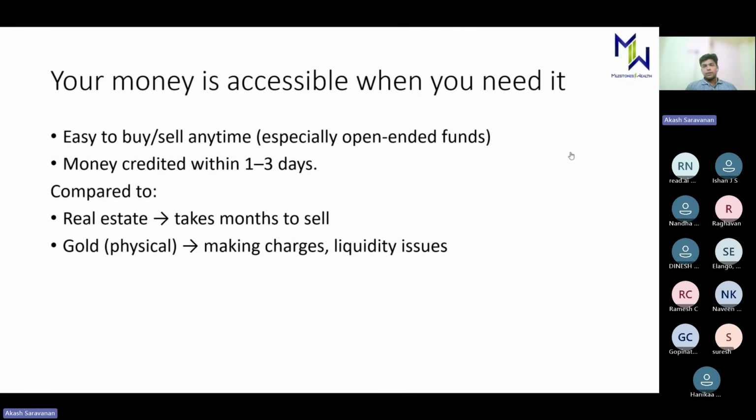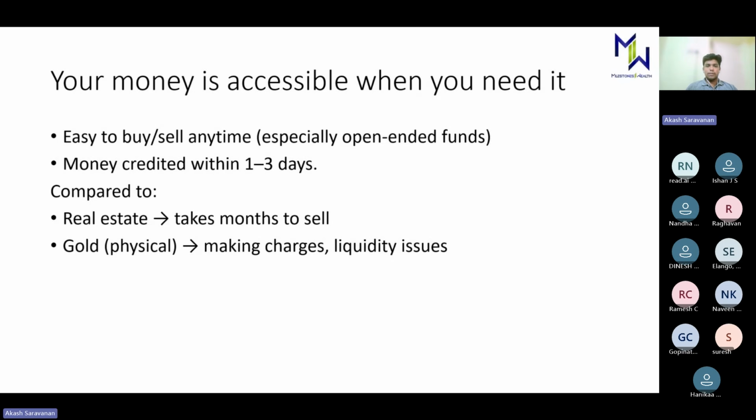Meaning, let's say in terms of liquidity, you can easily sell, and you can get your money back in 1 to 3 business days. Whereas in real estate, you know how much time it takes to sell that land, because the time taken to get a buyer is very difficult, and the price you expect and the price they want to buy that land at will be totally different. And the same goes for gold and silver investments.